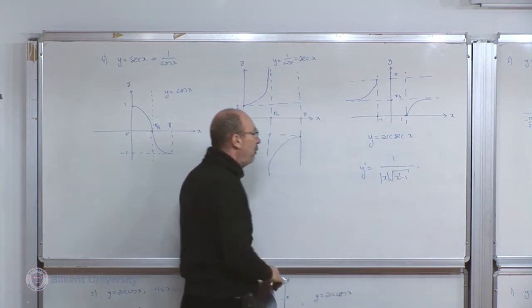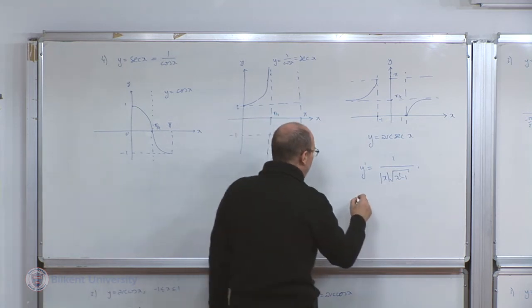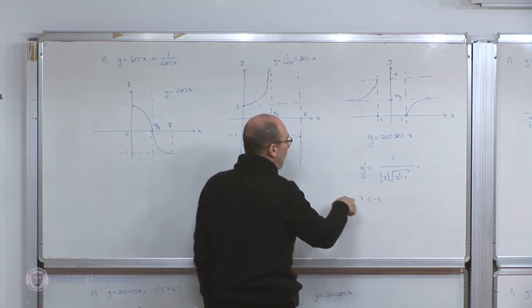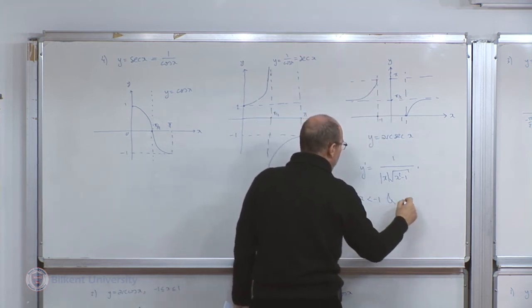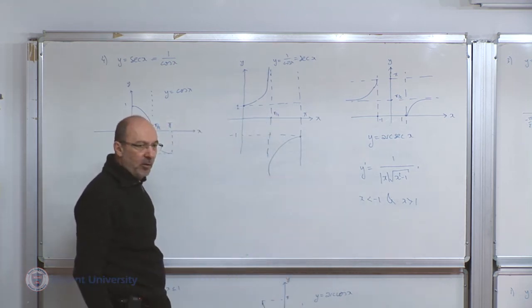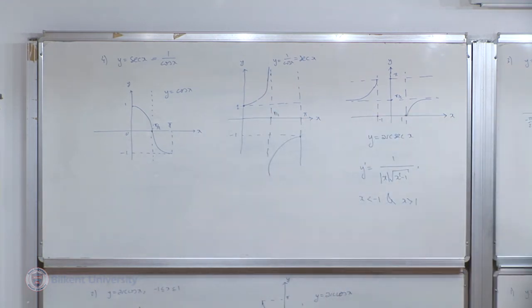So when is this formula correct? We see that it is correct when x is less than minus 1, up to minus infinity, and x equals minus 1 will give me a vertical asymptote, and x larger than 1. So this is the range for my formula, and this is the range for the graph. This completes our plotting of the inverse trigonometric functions.